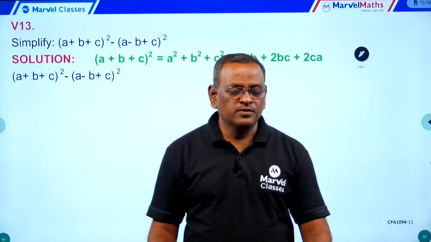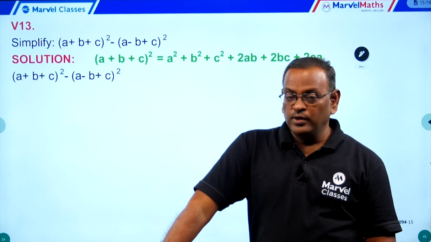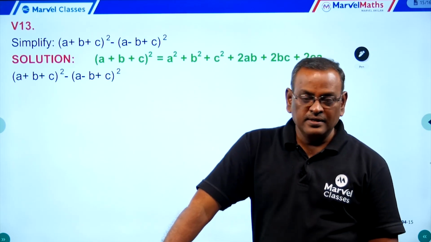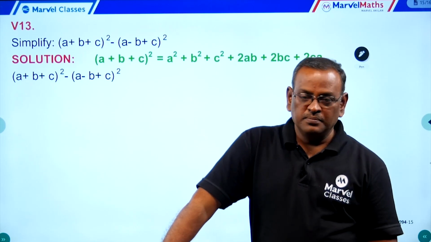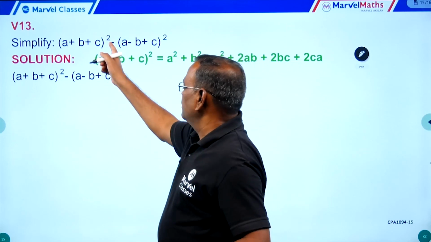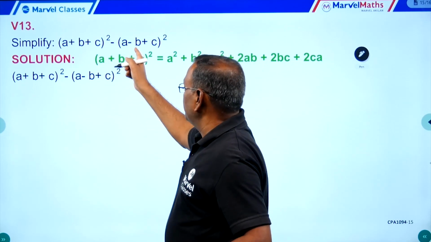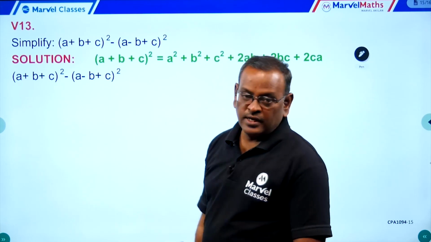Hello students, so far I discussed square of trinomial single expression, now two expressions. You can expect either in section C or section D. Focus more on the arithmetic operation. Here the given question is (a + b + c) whole square minus (a - b + c) whole square. Two different expressions, both are square of trinomial.